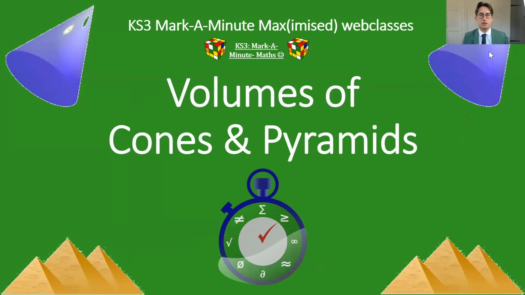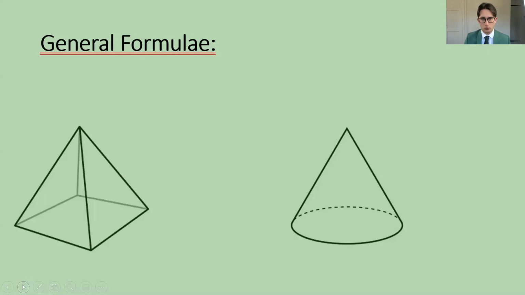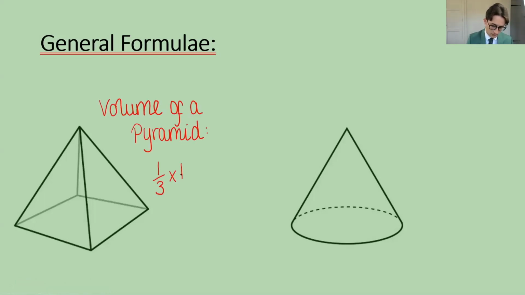Hi everyone. So we're going to be looking at volumes of cones and pyramids. The general formula for the volume of a pyramid is a third times the base area times the height, so the perpendicular height. The perpendicular height is from this point here, which we call the apex, straight down at 90 degrees to the base, that would be denoted as maybe h, or the perpendicular height.